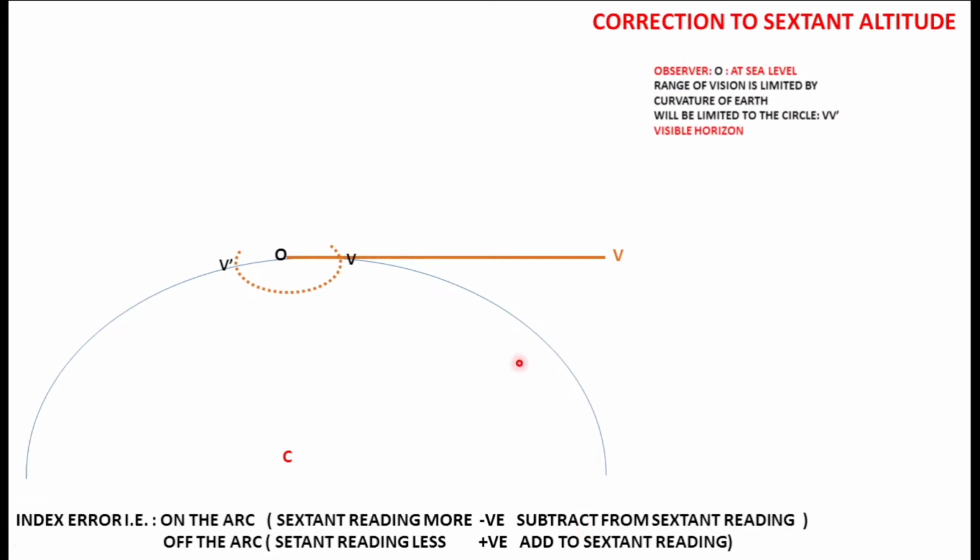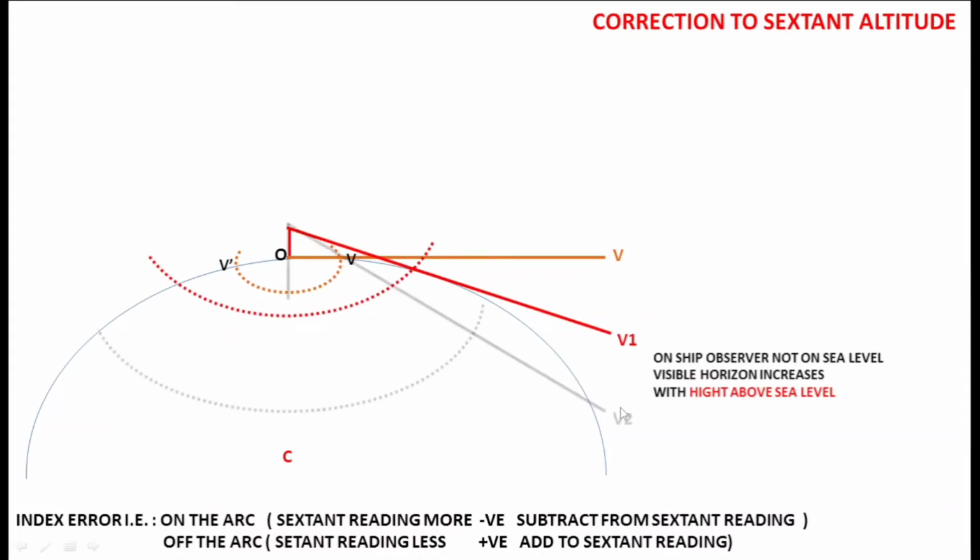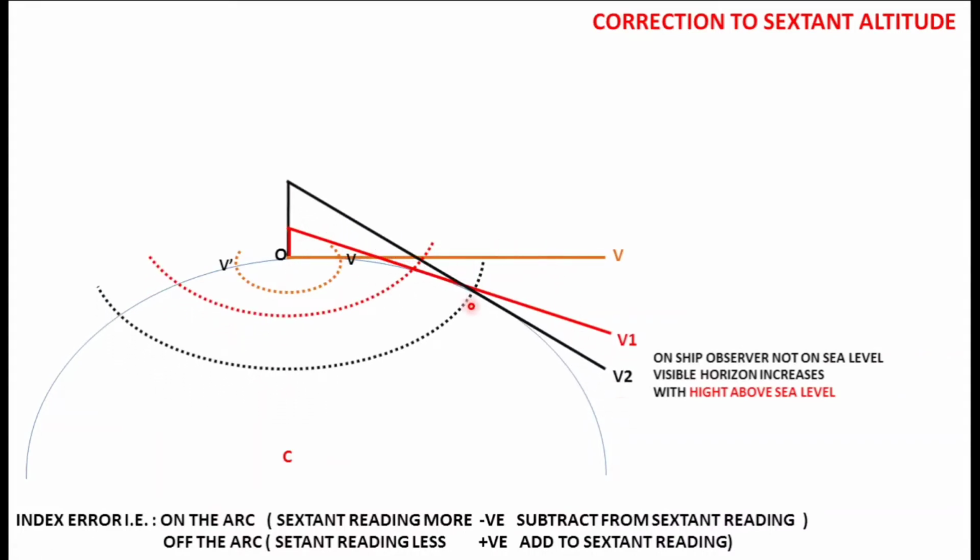Now, an observer at sea level, his vision will be limited to the curvature. As soon as the earth starts curving, he will not be able to see anything further than this. So it will be limited to the curvature, and this is his visible horizon. At sea, we will not be on the surface of the earth, we are on a ship. Our heights will keep on varying. And if the heights keep on varying, then my visible horizon will also keep on changing.